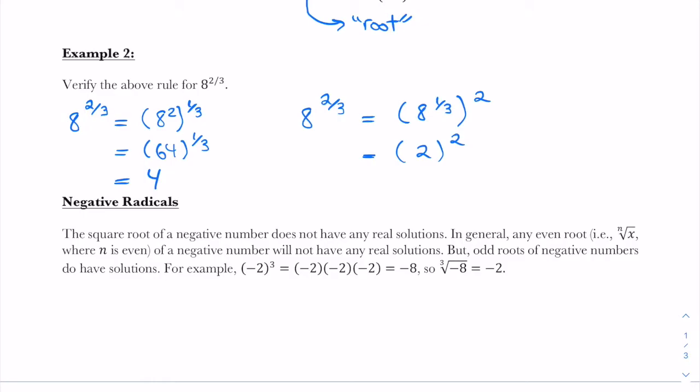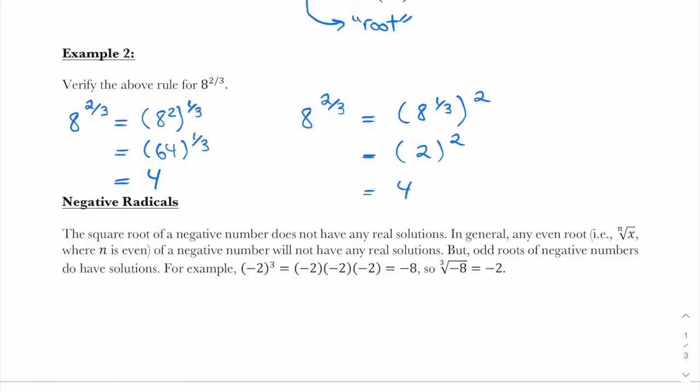And now we raise that to the exponent 2. Finally, 2 squared is 4. So I hope this example convinced you that the order that you do the root part or the exponent part doesn't matter. Both of them will lead to the same answer.